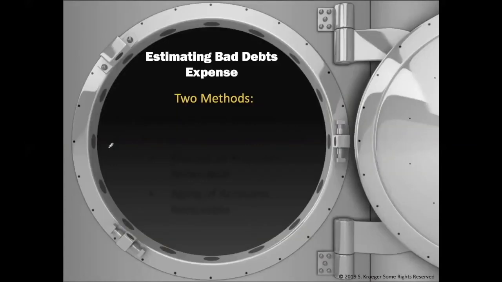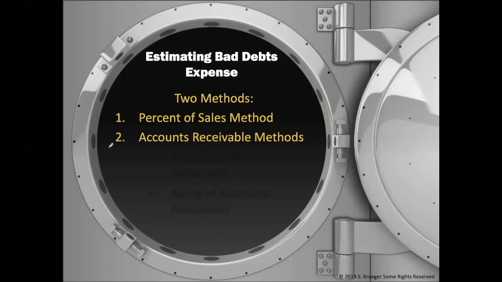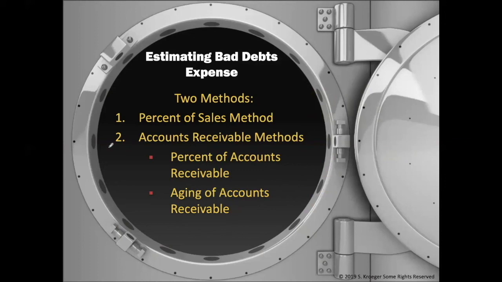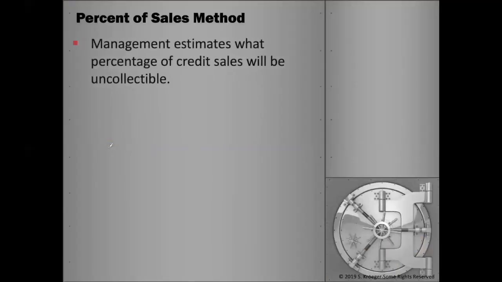To estimate the bad debt expense at the end of the accounting period, there are two methods. One is the percent of sales method. This is the easier one. The second method is the accounts receivable method, and there are two ways to do this. We can do the percent of accounts receivable or use what's called an aging schedule, aging of accounts receivable. We're going to be going over all of this now. Remember, this is the estimate of the bad debts at the end of the year. We're going to start by going over the percent of sales method first.